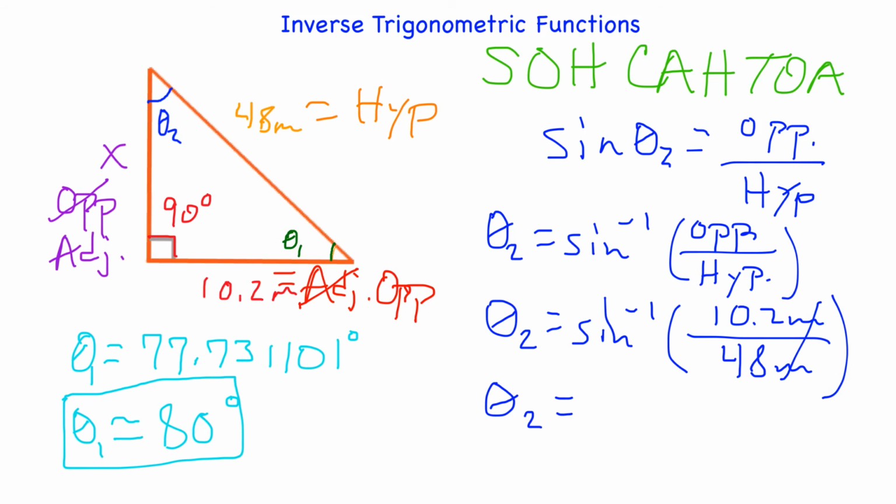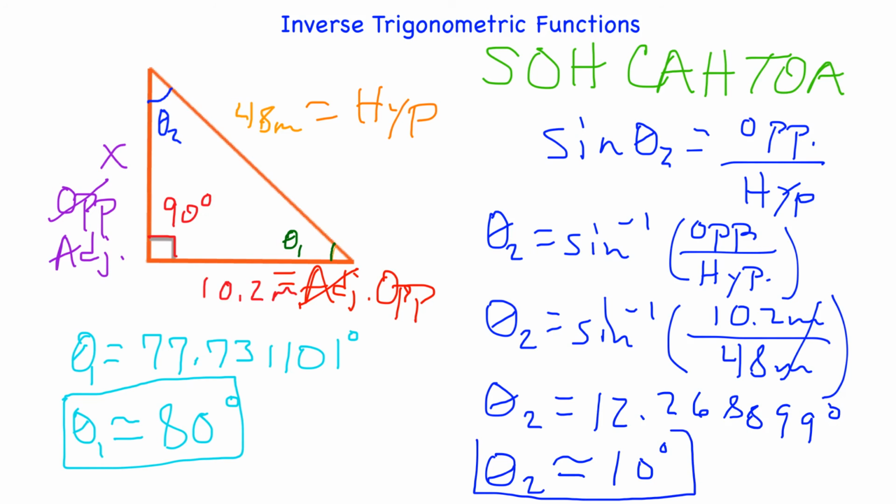Alright, and when we plug that in, we get 12.268899 degrees. Exactly what we got when we just did the subtraction. So again, theta 2 with one significant digit is 10 degrees. Exactly what we predicted, and our triangle works out correctly.